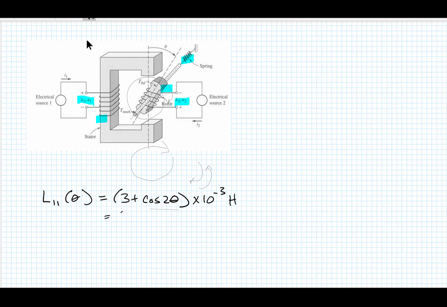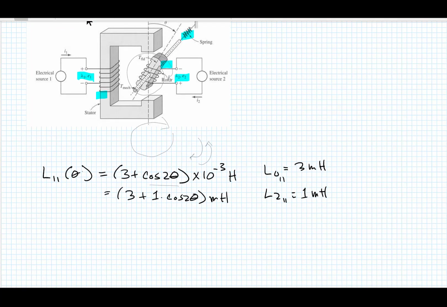That's the same as saying 3 plus 1 cosine 2 theta millihenries. It's saying I've got an L0 of the 1-1 that is 3 millihenries, and an L2 of the 1-1 that is 1 millihenry. That's another way to think about this. And then I've got an L12, the mutual inductance between these two windings here, 0.3 cosine of theta, again in millihenries.